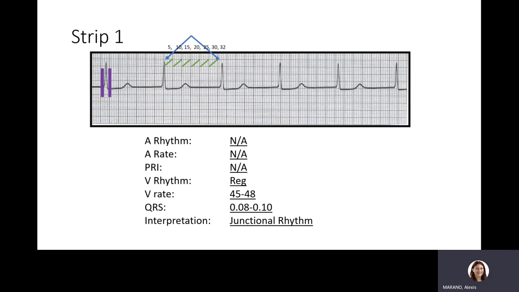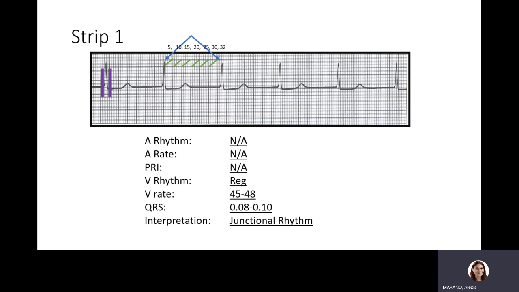In strip number 1, the atrial rhythm is NA. There are no P waves, so your atrial rhythm is NA, your rate is NA, and your PR interval is NA. Your ventricular rhythm, your QRS complexes march out, so it is regular. To calculate your rate, you'll use the 1500 rule. So count the number of small boxes from one R to the next and divide by 1500. So you get a rate of 45 to 48.